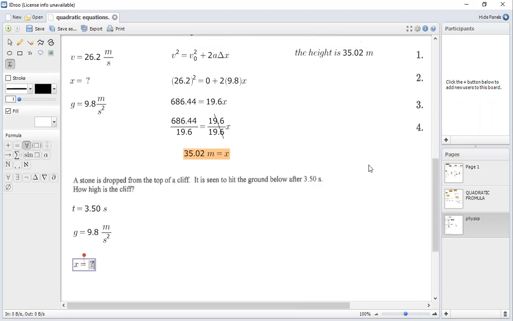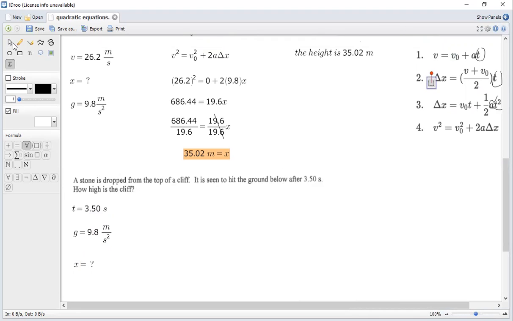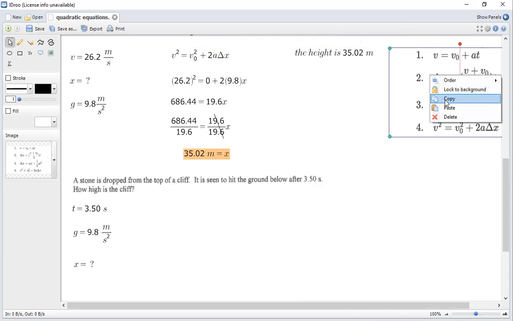What formula can we use? Let me copy this. Wait, let me copy the formulas again.